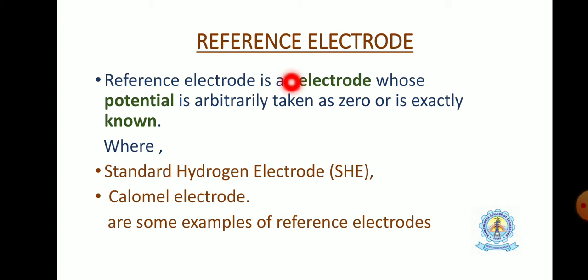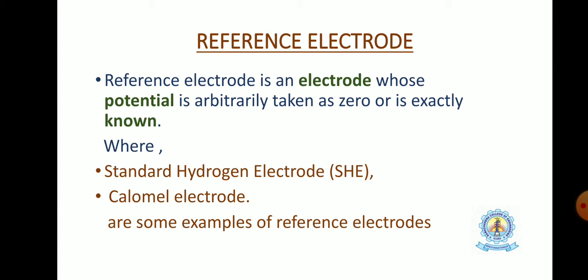Reference electrode. In previous video lecture, I mentioned that to determine the potential of any single electrode, definitely we have to take the support of reference electrode. That means the electrode whose potential is fixed or whose potential is already known is known as a reference electrode. It is defined as an electrode whose potential is arbitrarily taken as 0 or is exactly known. That means the electrode whose potential is already known is known as a reference electrode.